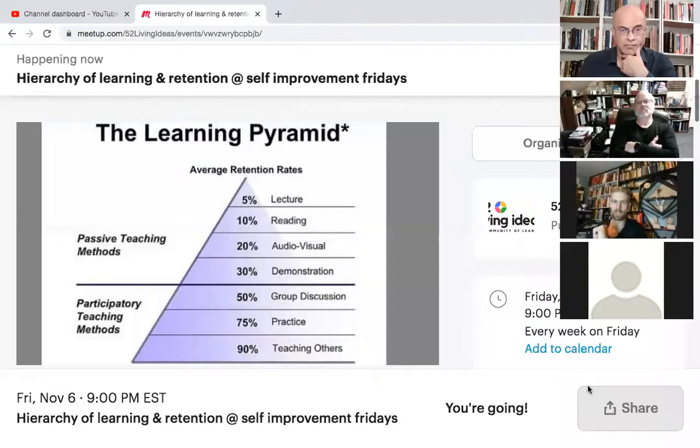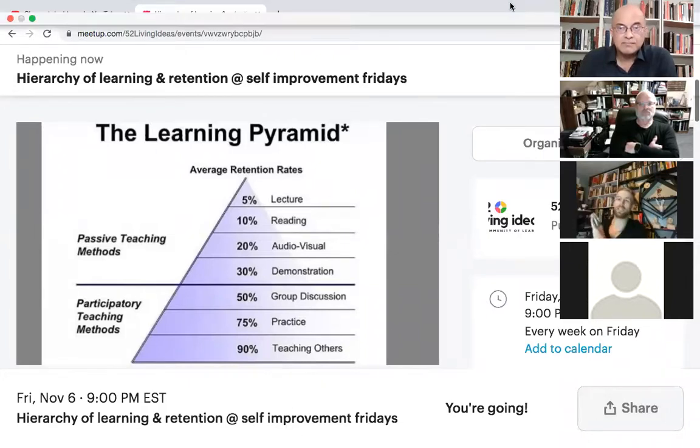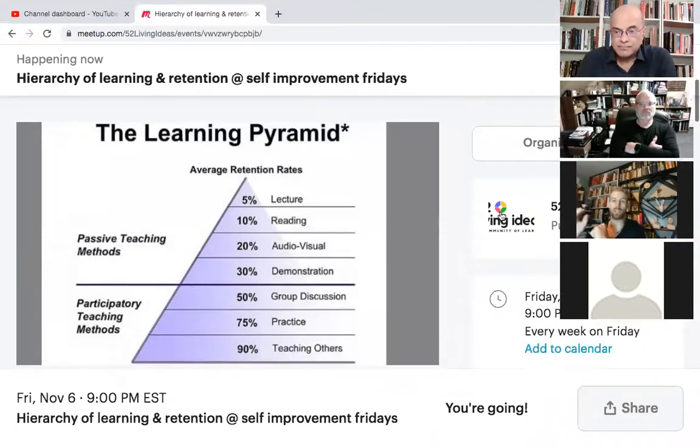So if everybody can see this, we're going to go sequentially over the highest point of the pyramid being lecture at 5% retention rate. And then finally, we're going to go sequentially through all the way down to teaching others. And we're going to explore some implications and maybe why I believe these particular methodologies are associated with whatever percent retention rates.